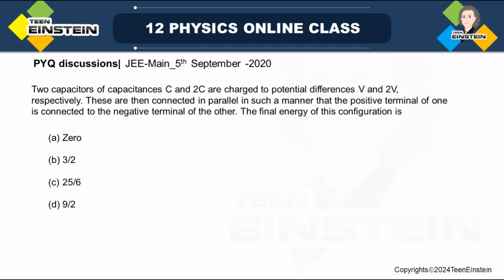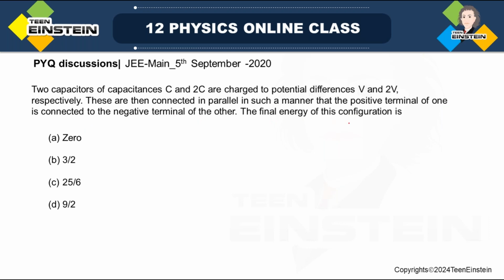This problem says two capacitors of capacitance C and 2C are charged to a potential difference V and 2V respectively. These are then connected in parallel in such a manner that the positive terminal of one is connected to the negative terminal of the other.